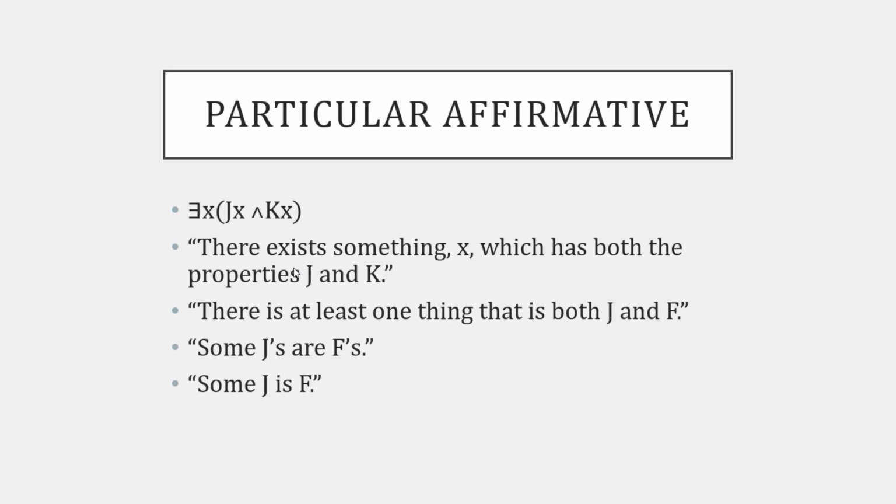The second one there, some J's are F, sounds kind of like a universal claim because it's plural. You might be thinking, oh, we're saying of all the J's that maybe they're F's. But that's not what that sentence says, right? It's just saying some J's are F. And it implies that there's more than one. But since we don't have a quantifier between there's more than 0 and literally everything in the universe, we're going to symbolize some J's are F's as there exists at least one J that is F. Okay? So if you see some J's are F's, that's going to be an existential.